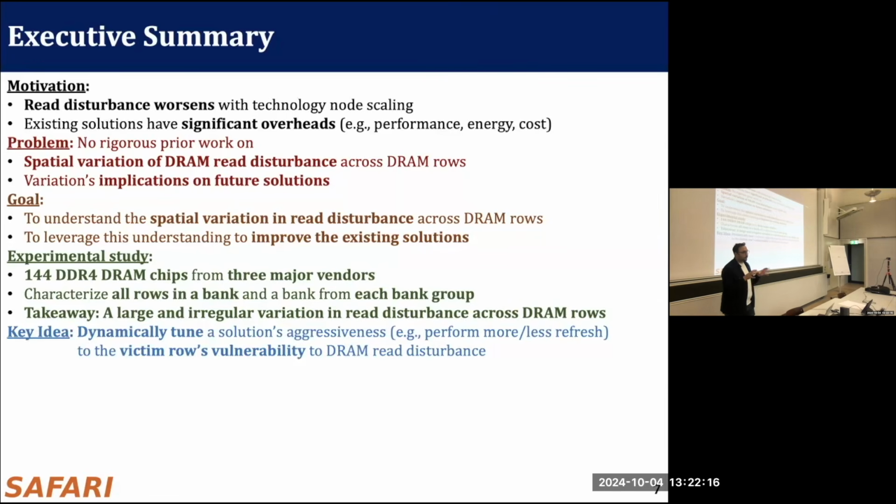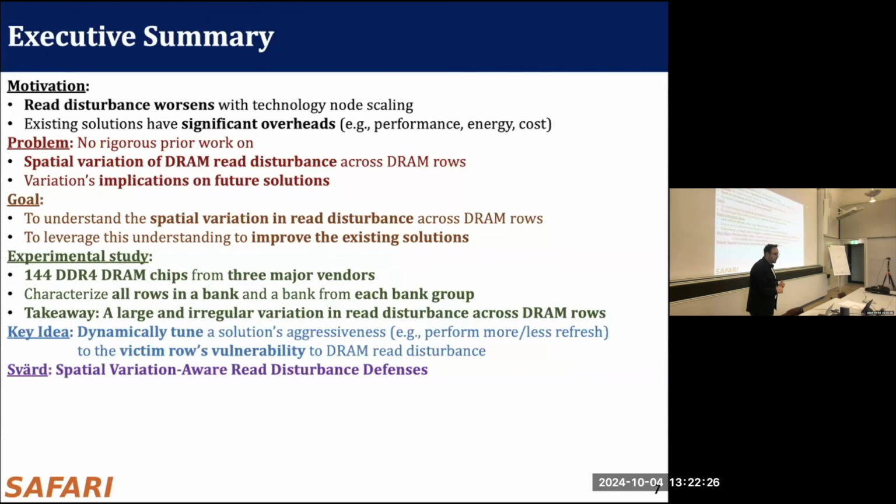Based on this finding, we come up with a mechanism with the key idea of dynamically tuning a given solution's aggressiveness based on the victim row's vulnerability level. To this end, we propose a new mechanism called Svärd. Svärd stands for Spatial Variation Aware Read Disturbance Defenses. And it turns out that it's also the Swedish word for sword.